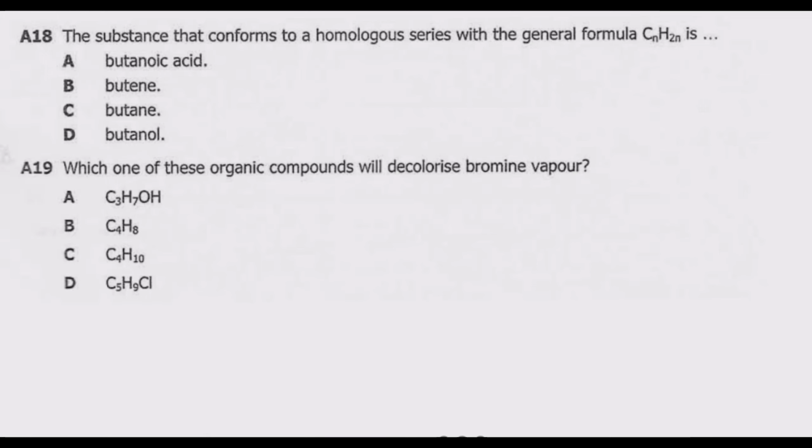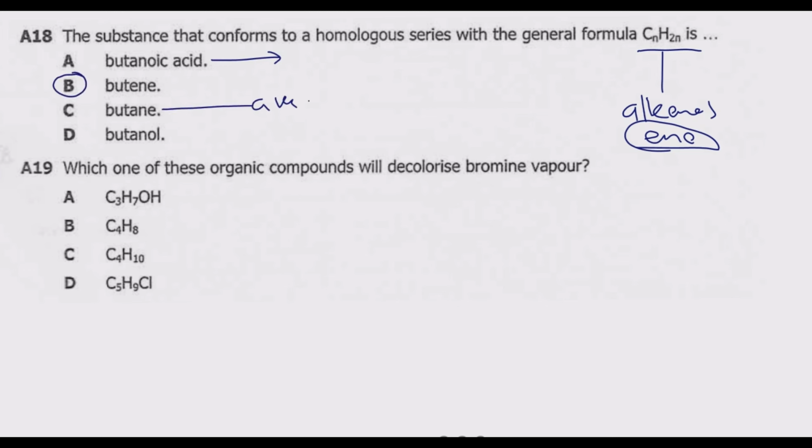Let us look at question 18. The substance that conforms to homologous series with a general formula. So we know that these are basically alkenes. So if it is an alkene, it should end in this ending. So we notice that this is a carboxylic acid, this is the alkene, this is alkane, and this is alcohol. So we know basically B is the correct answer.